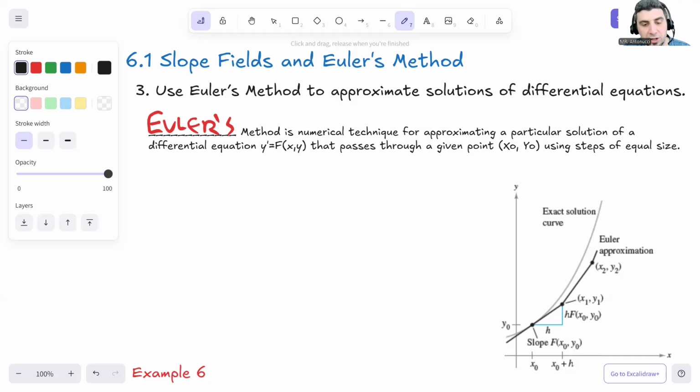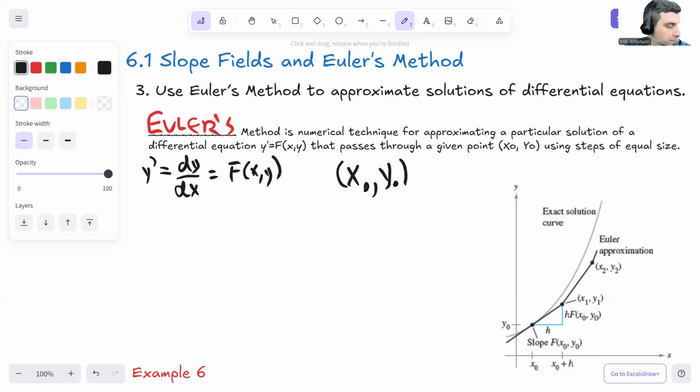So our differential equation y prime, we can think of as dy dx, and we could write that as f of x comma y. That's kind of what we're talking about here. So the initial condition is the point x naught comma y naught. And then the step size, we call that h. So what we do is we start at the first point, which is our initial condition. We calculate the slope there from the derivative, and then we move over and up approximately how much it would be to the next point.